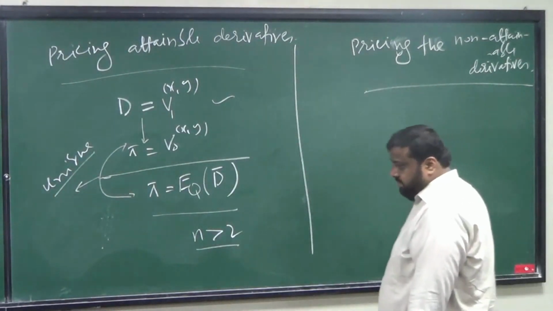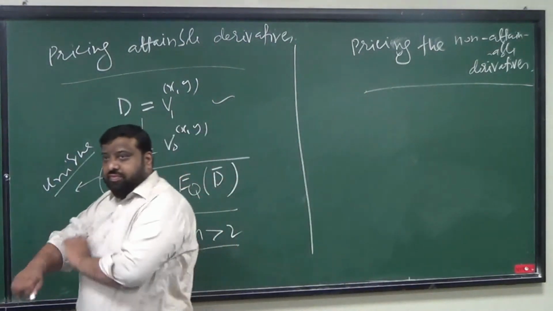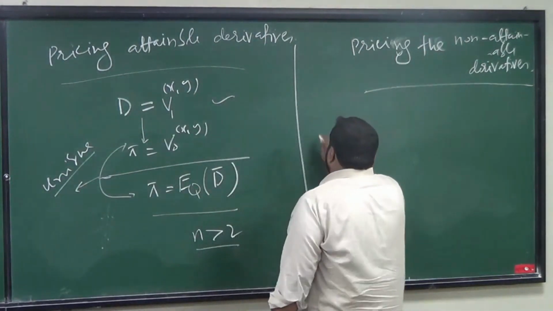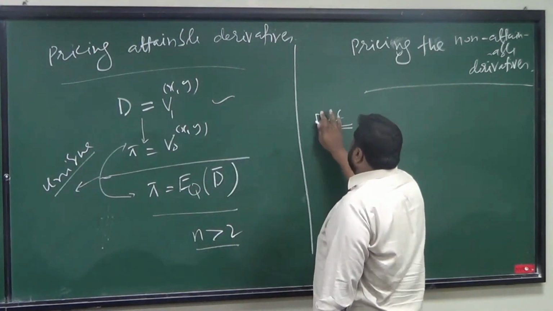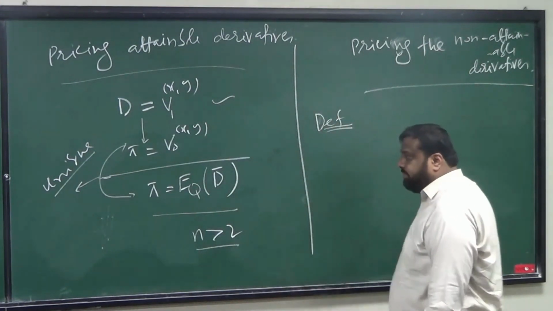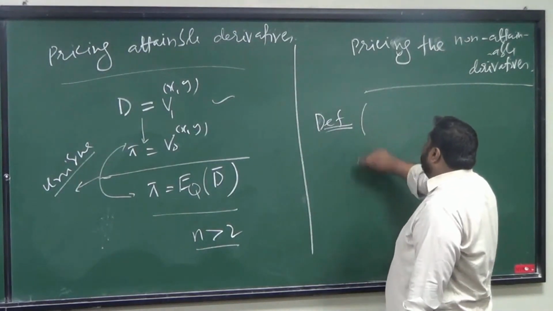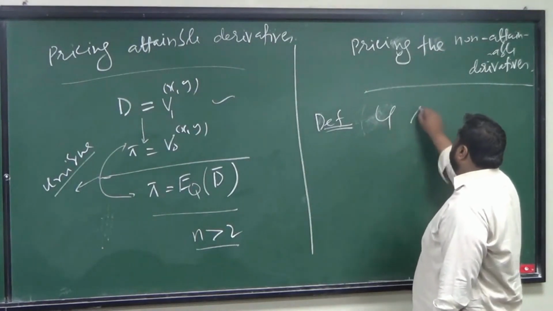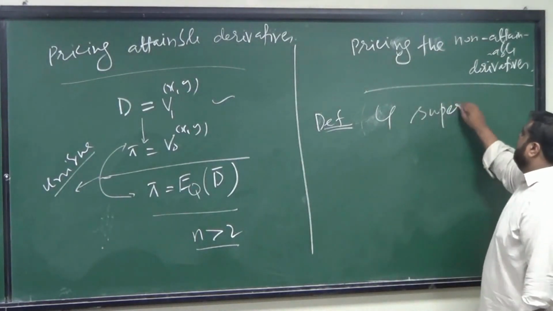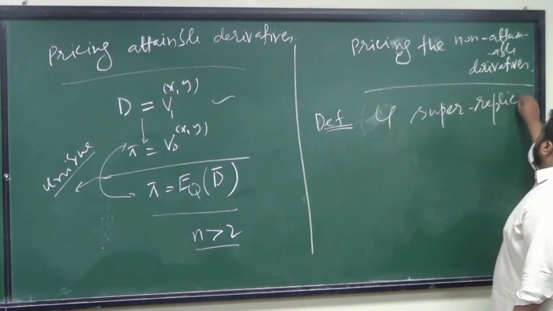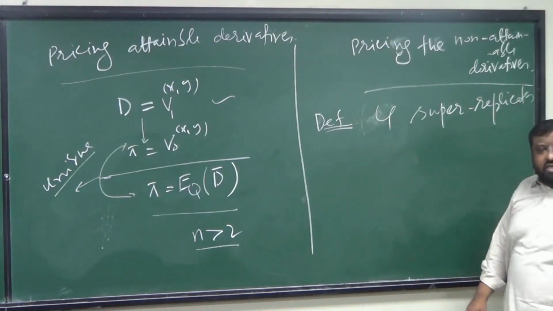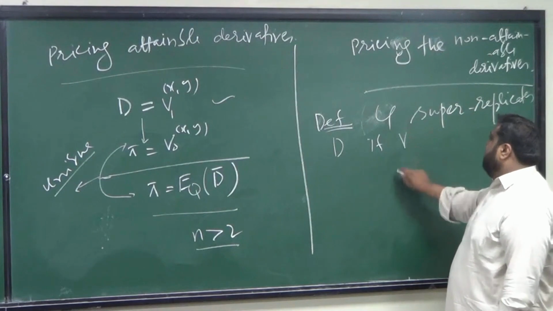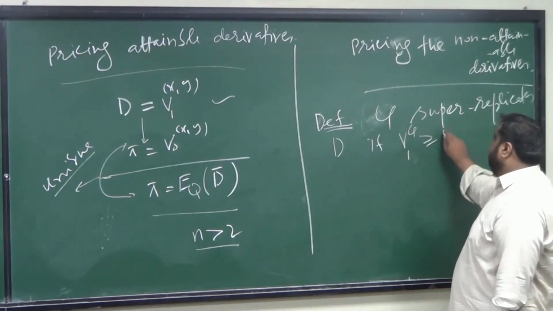And in order to define ask and bid price rigorously, I need to define two terminologies. Definition: we are going to say that a portfolio phi super-replicates a derivative D if at time 1 the value of the portfolio exceeds D.